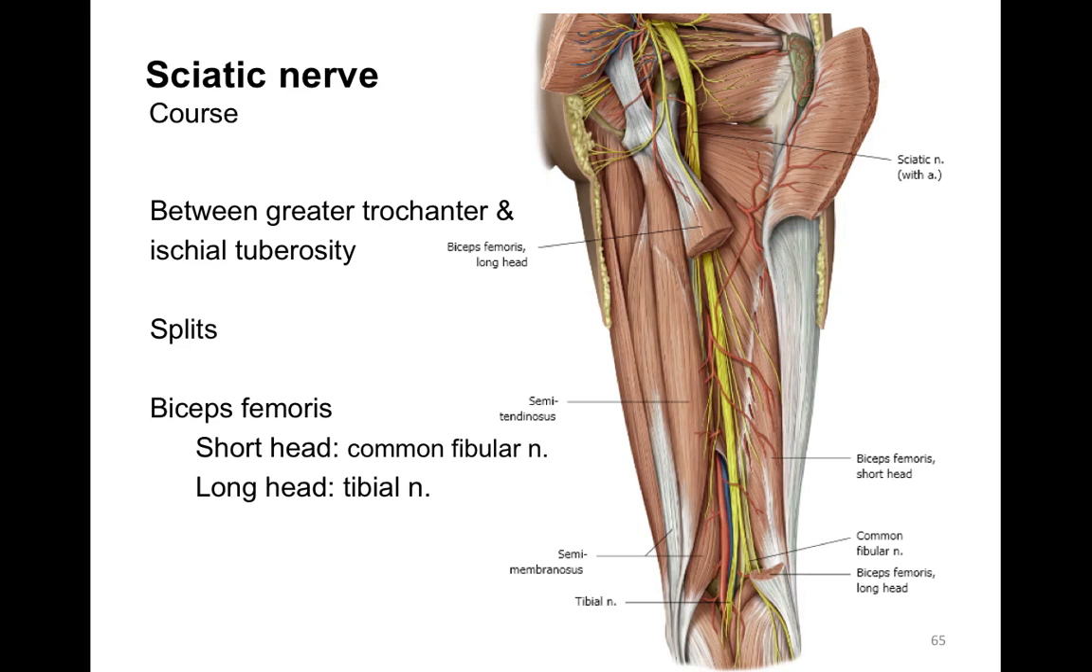Sciatic nerve is on the posterior aspect of the thigh. Recall from the posterior dislocation discussion that it is found between ischial tuberosity and greater trochanter. So here's the sciatic nerve. About 2/3 of the way down the thigh, it will split into a common fibular nerve and a tibial nerve.